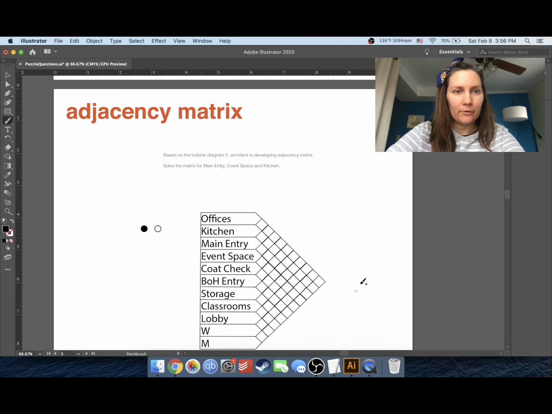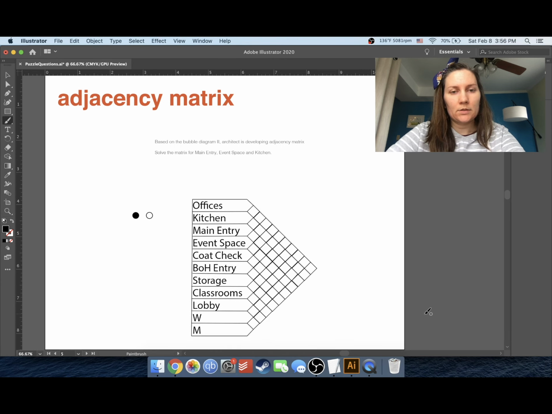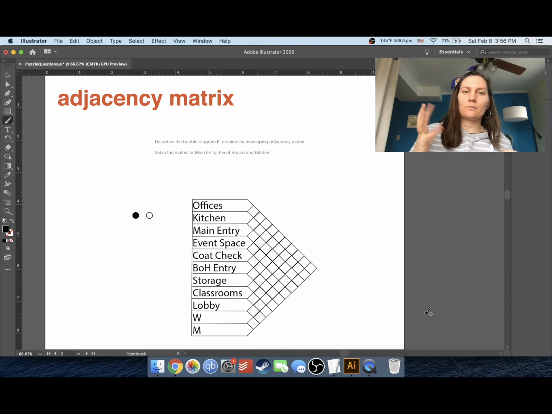So now we're going to be moving on to adjacency matrix. This puzzle question is not necessarily similar to other ones because it's not quite that it has the graphic part and the written part. It's mostly graphic, but I included it here because this type of question can still take up some of your valuable time during the test. So I thought it's still a good practice to look at them.